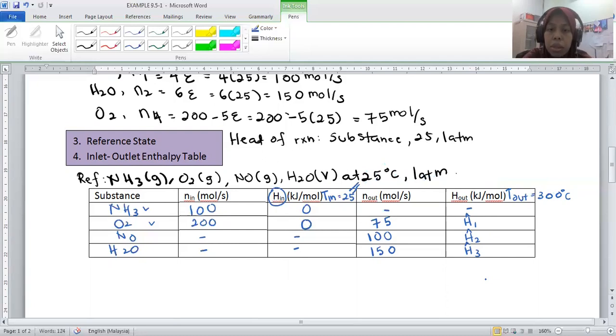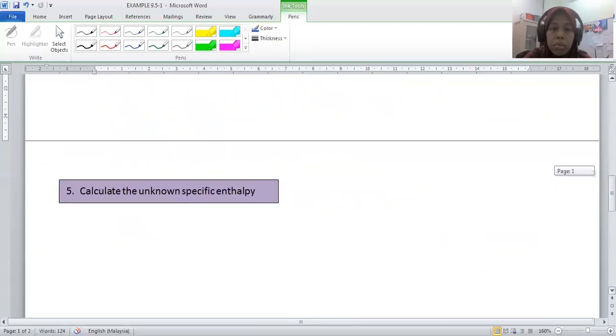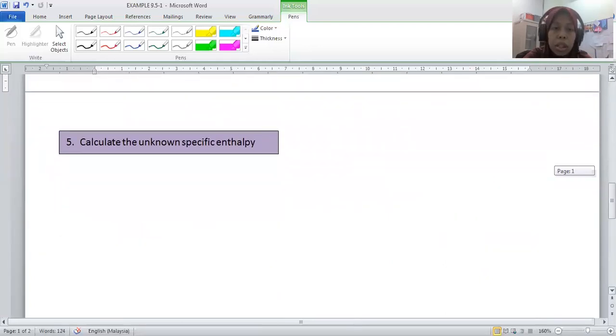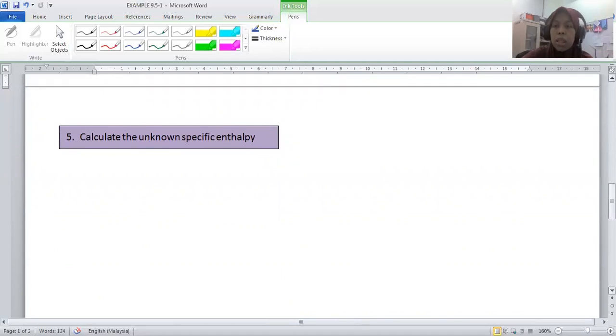Once we complete our inlet and outlet enthalpy table, we can move to the calculation part, which is the unknown specific enthalpy. Our unknowns just now are H1 till H3. We do not know what the enthalpy values are. For H1, the substance is oxygen, in a gas state, and the temperature is 300 degrees C.